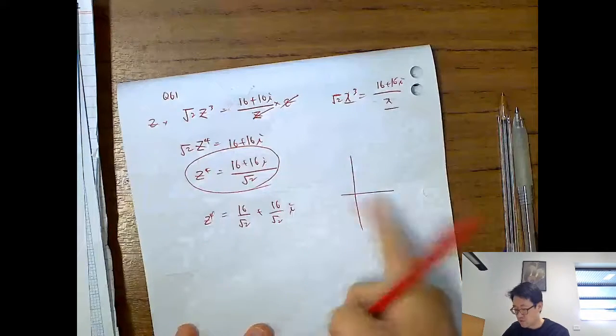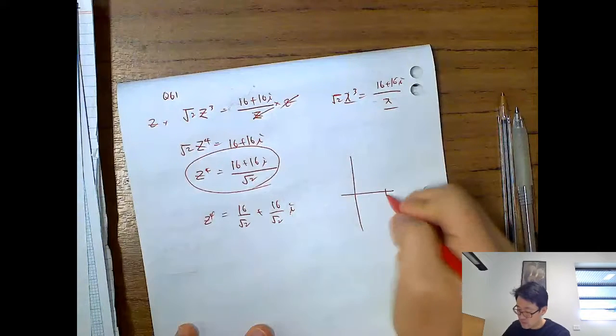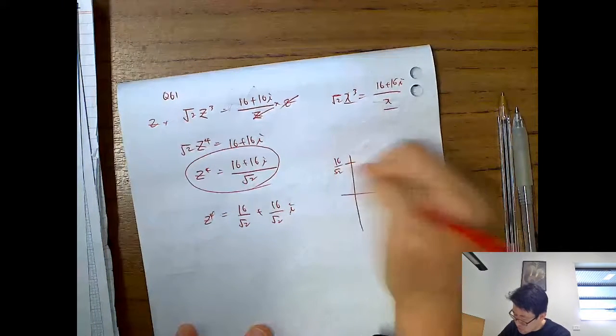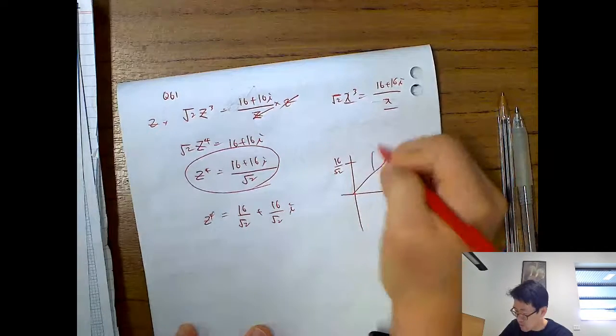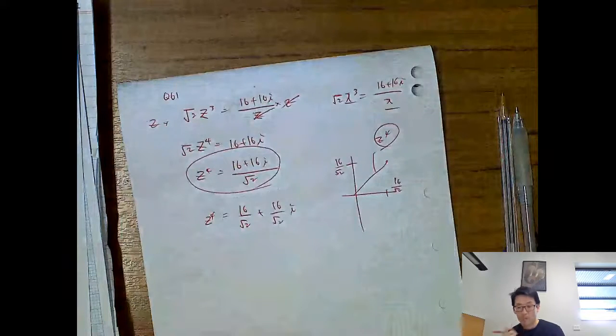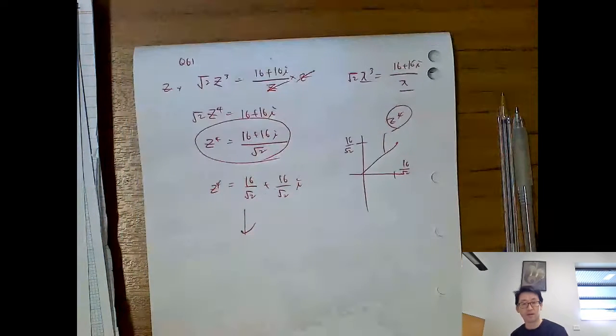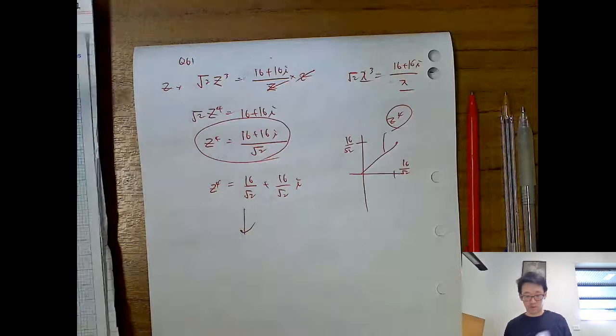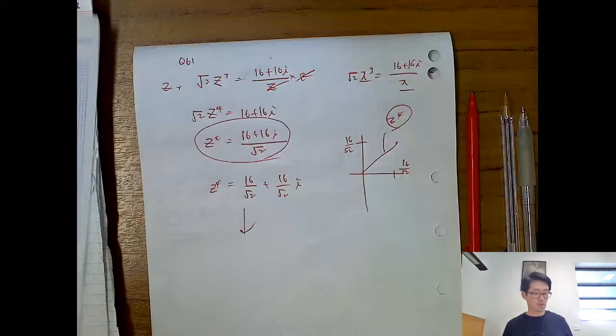And then I can draw it, isn't it? 16. That is z to the power 4. And then I can solve it the same way. So it's not really a big issue. Okay, I hope you're able to do it. This is the important part. You must know how to do this. Okay, I hope this video helped you.